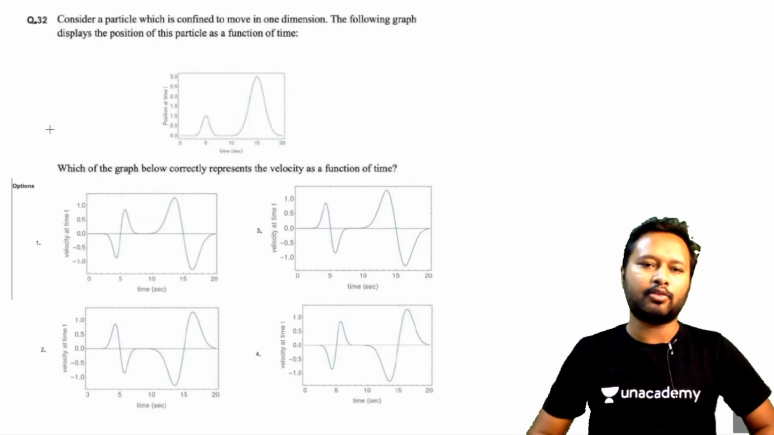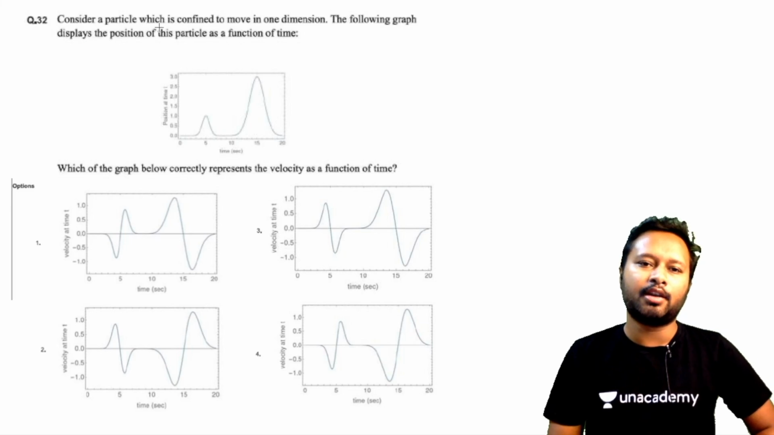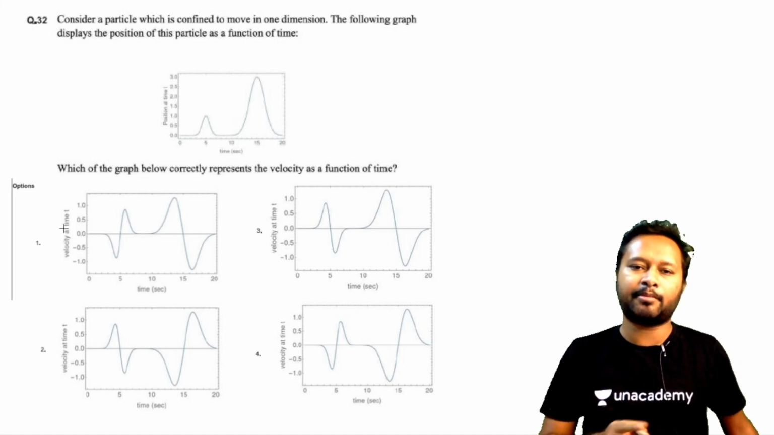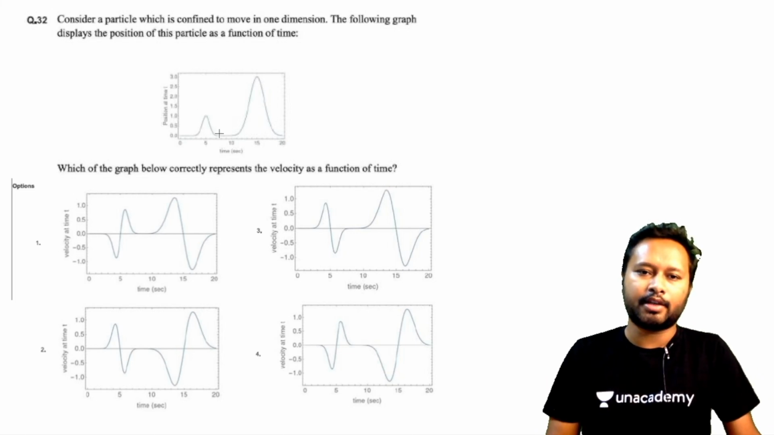It is a very good question. It says consider a particle which is confined in one dimension. The following graph displays the position of the particle as a function of time. One thing you can see is the position is changing in the same pattern, but the magnitude of change in position is less here and then it is more here. So if you are trying to find the velocity, it should also follow that same pattern. It is increasing here also and here also, so the velocity should follow the same pattern here and here.